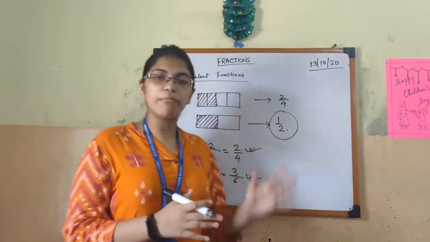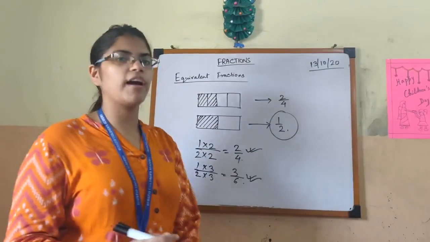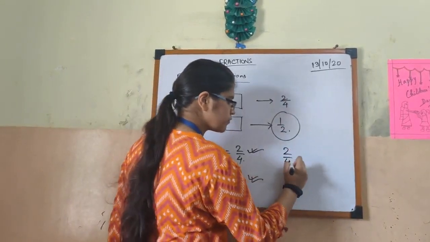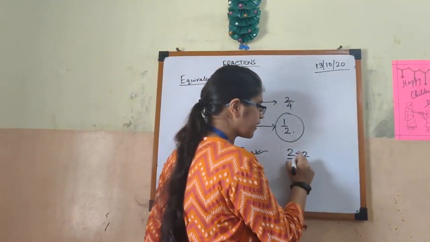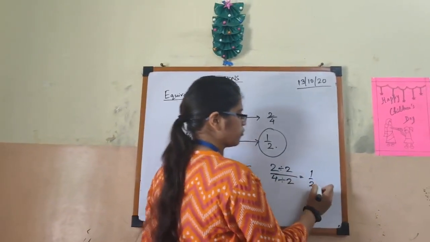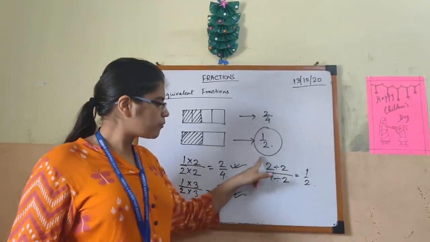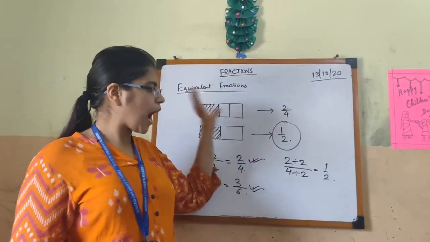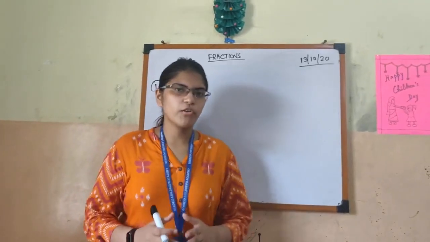Depending on the number of equivalent fractions you have to find, you have to multiply or divide. Now let us see how to divide. Suppose we have 2 by 4. We can divide both numerator and denominator with the same number, suppose 2. This gives us 1 by 2. So from 1 by 2 we can get 2 by 4, and from 2 by 4 also we can get 1 by 2. This is how we find equivalent fractions. Now let us move on to the exercise.